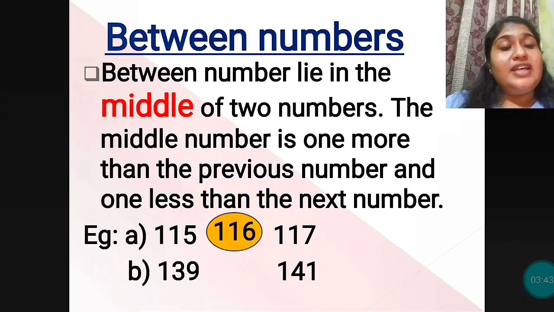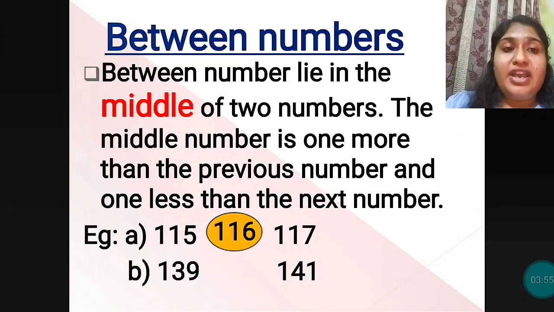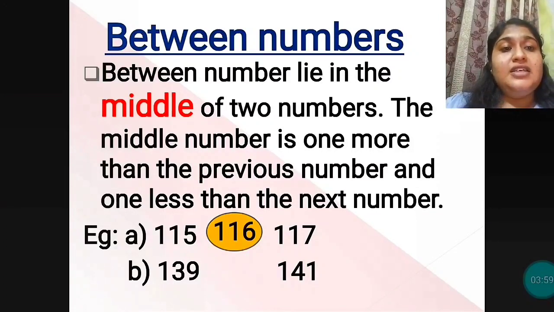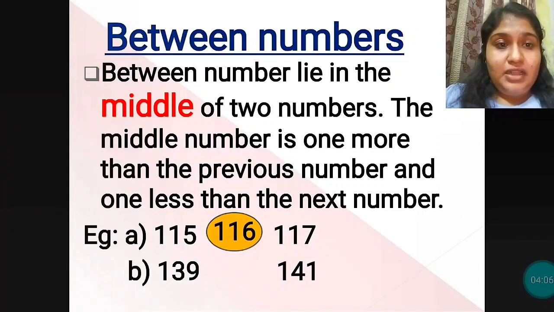116 115 से बड़ा है and 117 से छोटा है. So here we can see the middle number is one more than the previous number. So what is the previous number here? 115 and smaller than the next number, that is 117 से 116 छोटा है. Let's see the next example.